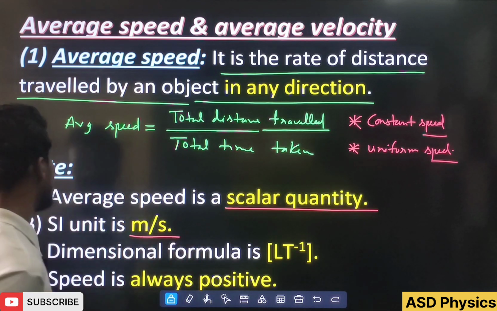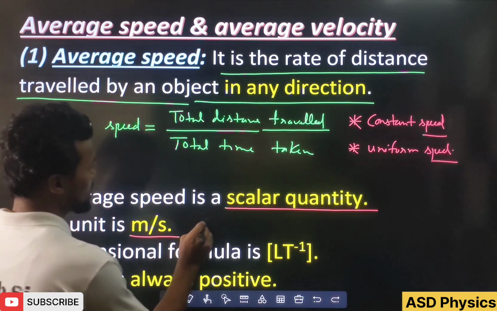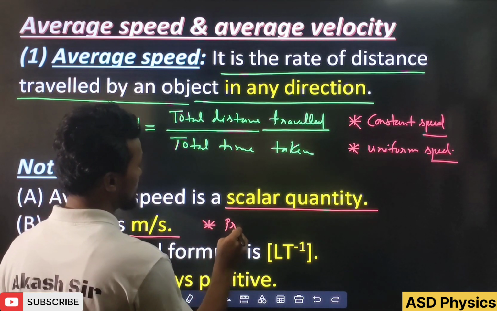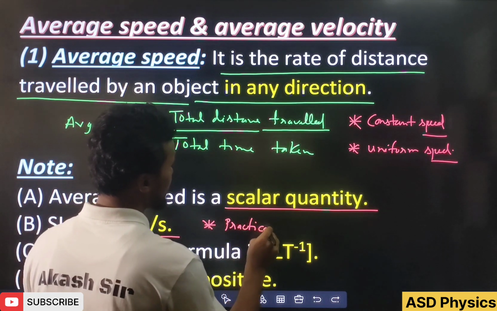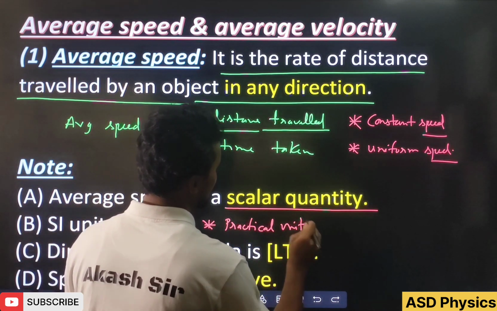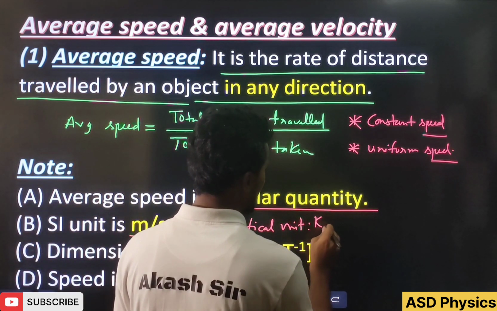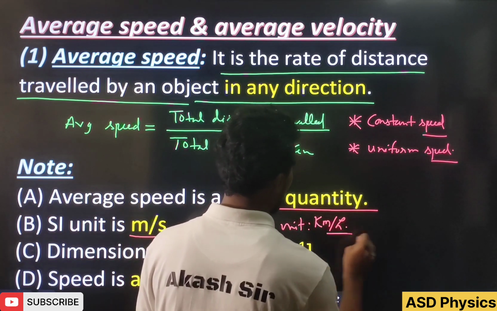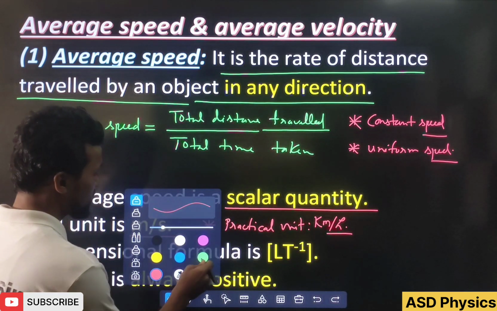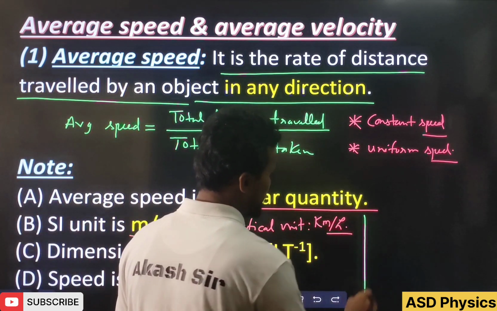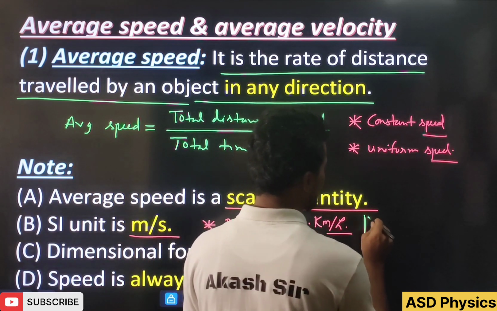SI unit is meter per second for the average speed. And if we talk about the practical unit, one more unit is there, students. Tell me please, what is the practical unit? This practical unit of the speed is given by kilometer per hour. What is the unit here, students? Kilometer per hour.